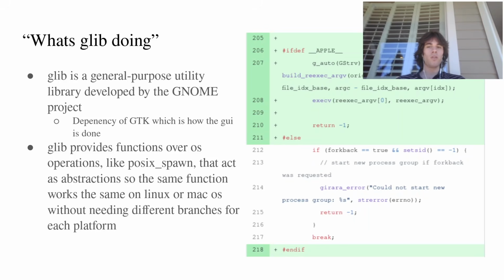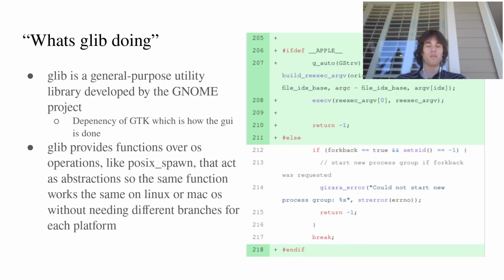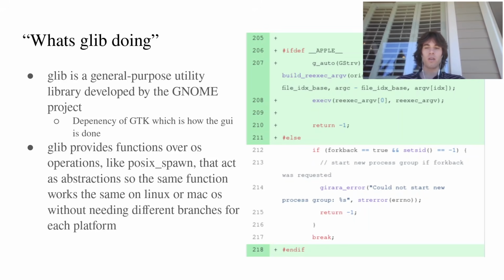To quickly define glib, glib is a general-purpose utility library developed by the GNOME project. GNOME is also one of those words I've never had to pronounce, but I'm pretty sure my professor in college called it GNOME, but it could be genome. Yeah, I guess a lot of words I haven't had to pronounce today. It's a dependency of GTK, which is how the GUI is done for Zathura.